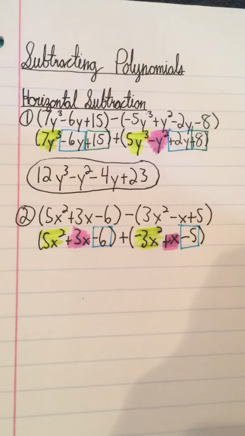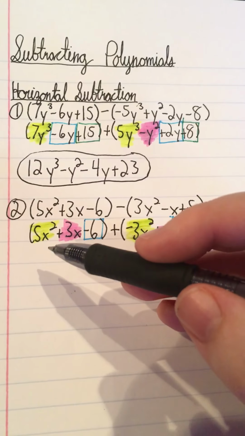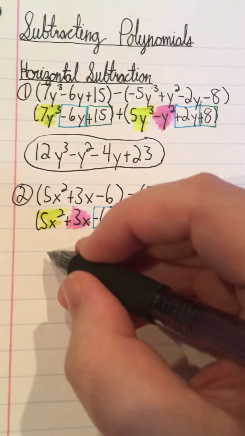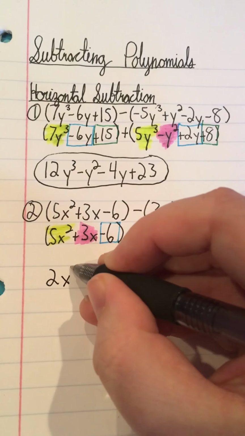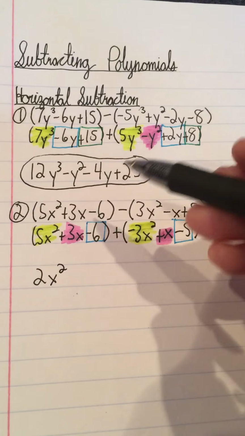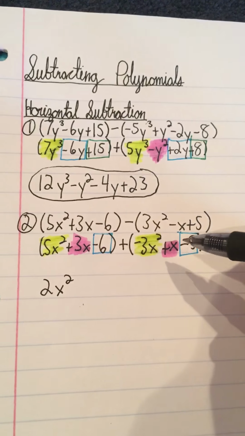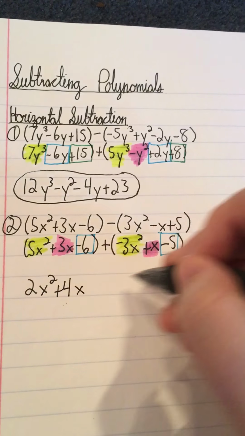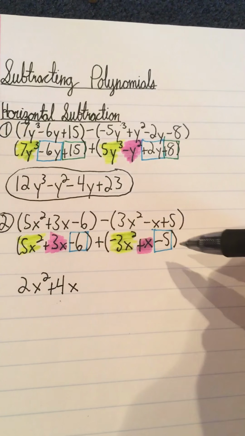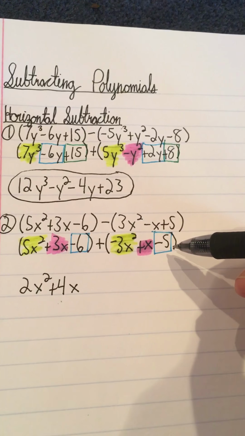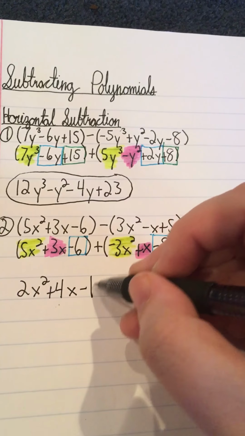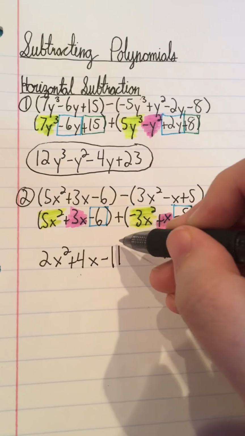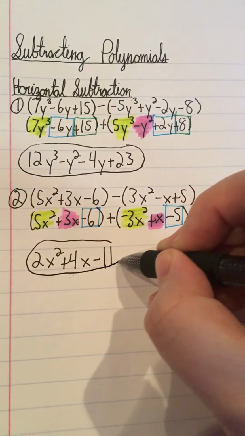So now we can combine our like terms. 5x squared plus negative 3x squared is 2x squared. And then our positive 3x plus x gives us a plus 4x. And then our negative 6 plus our negative 5 gives us negative 11. Double check that there's no like terms, and there's not. So that's our final answer.